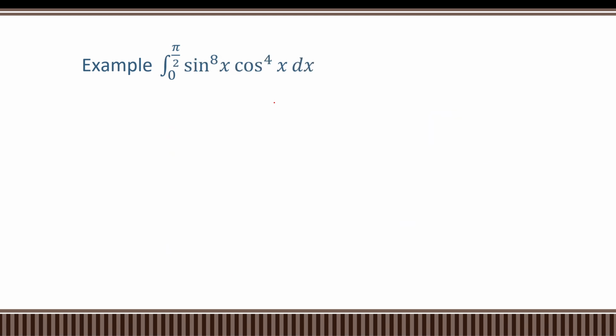So let's proceed with the next example, which is the integral from 0 to pi over 2 of sine raised to 8 cos 4 dx. So this one is both, our m here is 8, our n is 4. m plus n is equal to 12. So both are even, therefore the value of alpha is equal to pi over 2.